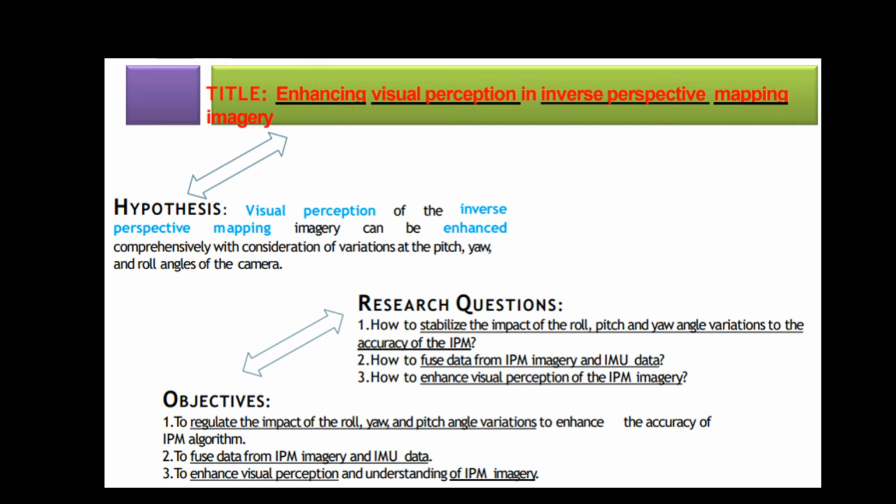So the next statement is how you can enhance it with consideration of variation of the blah blah blah. So from the hypothesis there, that is what you believe just now. You believe that the visual perception can be enhanced. That is the main point.